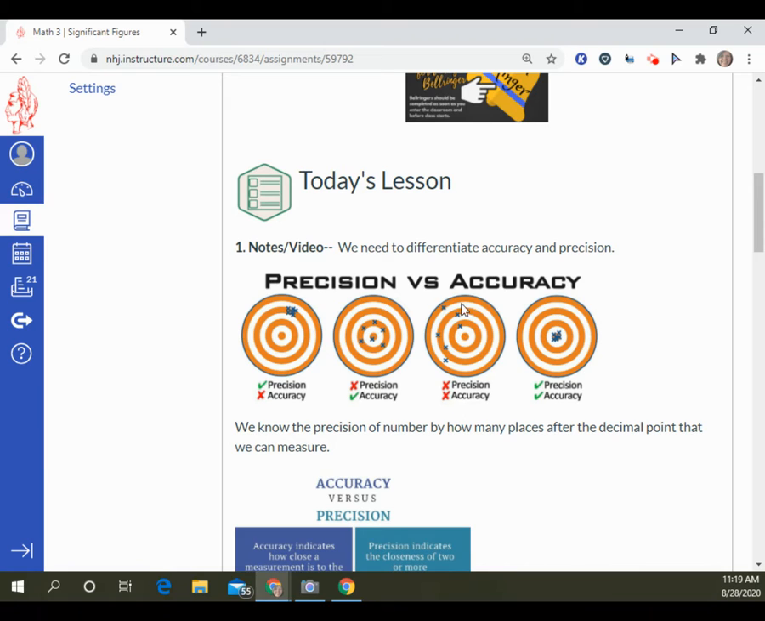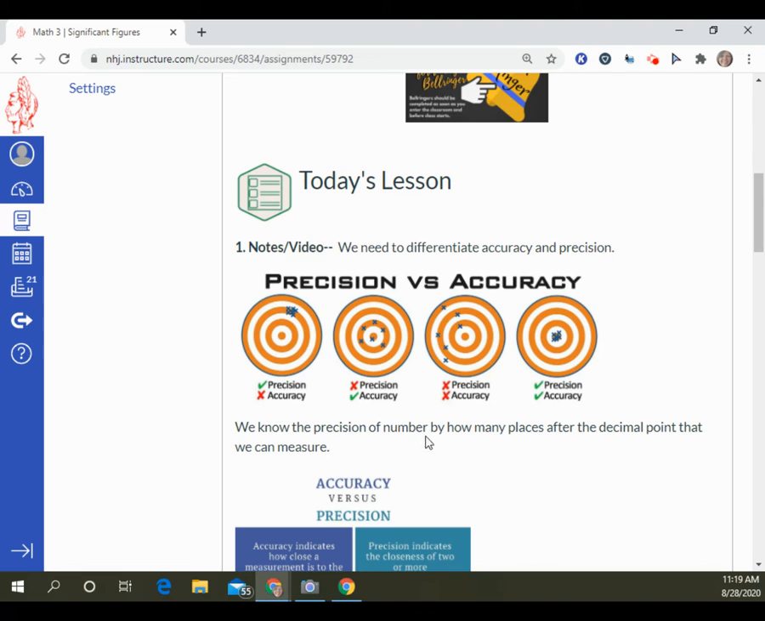So you can see they're all over the place. But this is what we would really want: precision and accuracy. Always hitting the right target every time. And that is the difference between precision and accuracy. But for chemistry, why that makes a difference is right here.